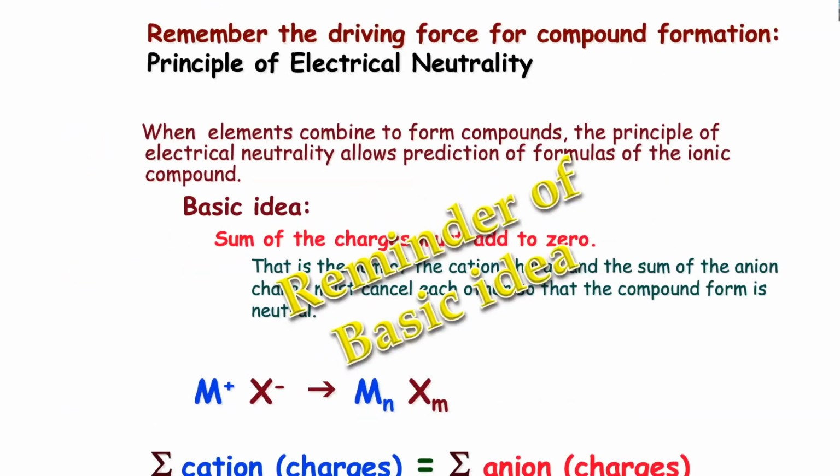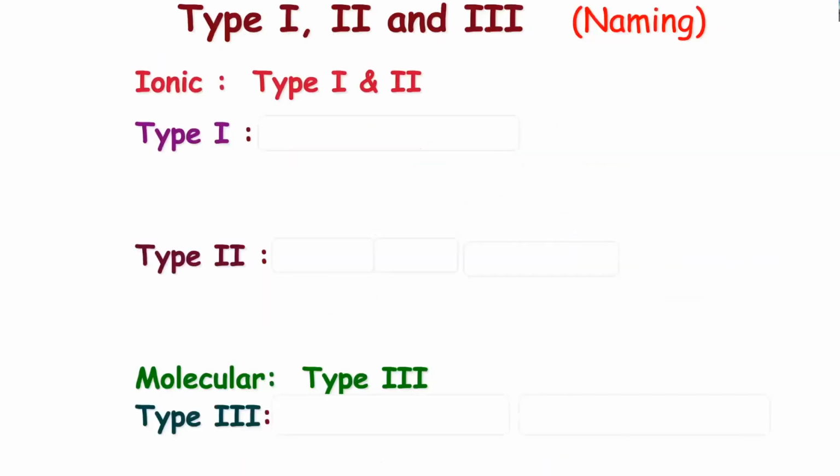Remember that when compounds form, they need to be electrically neutral. That is, the positive and the negative have to combine so that when you have the compound, the positive equals the negative. When they're electrically neutral, you have a stable compound. If it's not electrically neutral, then you don't have a stable compound, you have an ion. We want compounds. So this is just a reminder. So let's take a look at type 1.